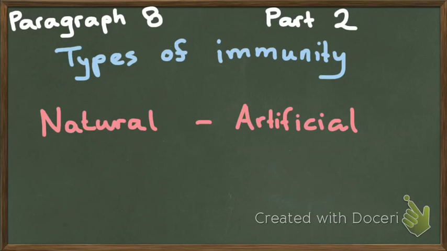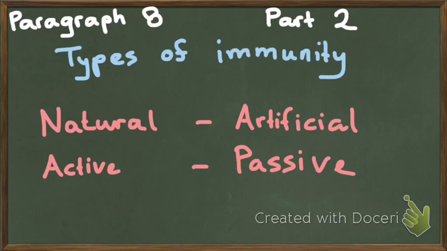So, in immunity we have natural, and the opposite of natural is artificial immunity, and we have active and passive immunity. Sad part for you guys is we can combine these, but no worries, don't make it too difficult for yourself.